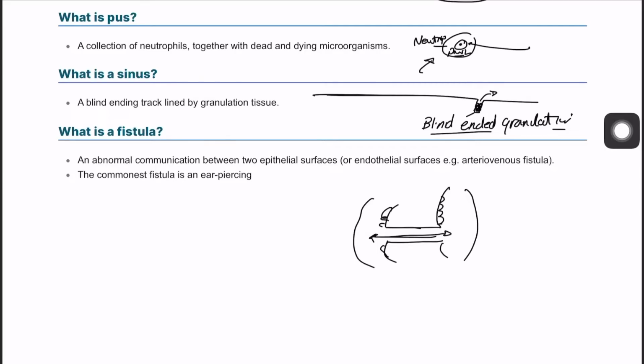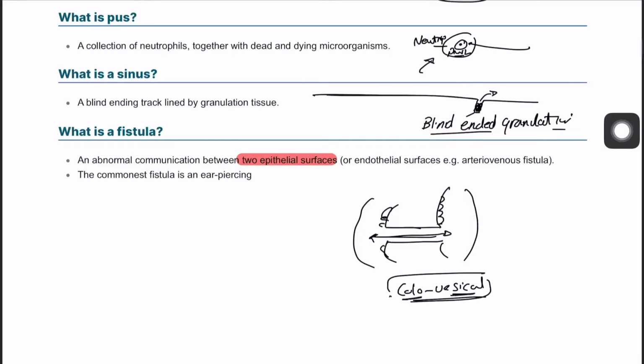So, for example, the colovesical fistula, which happens as a complication of diverticular disease or diverticulitis. A colovesical fistula is a tract that connects the bladder and the colon. So this is what is meant by a fistula: an abnormal communication between two epithelial surfaces, or a tract that connects two hollow organs or hollow viscera.